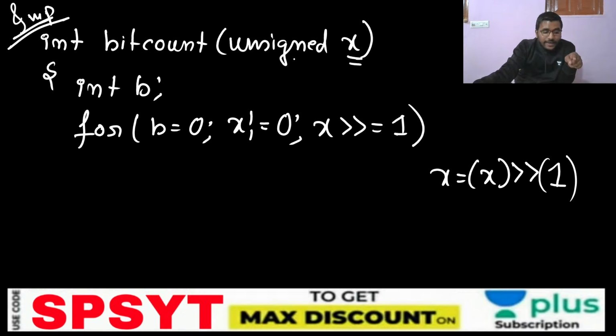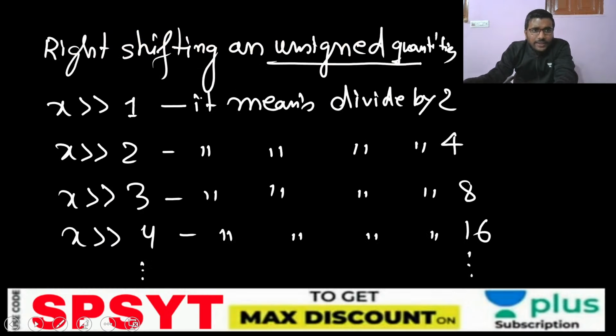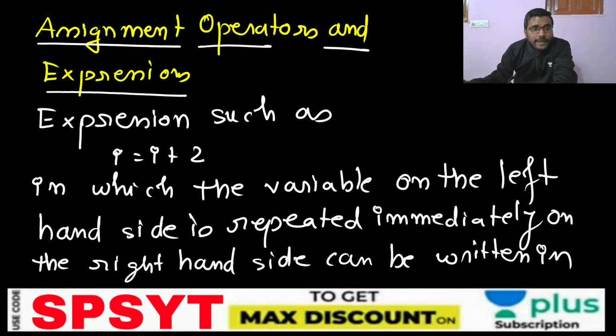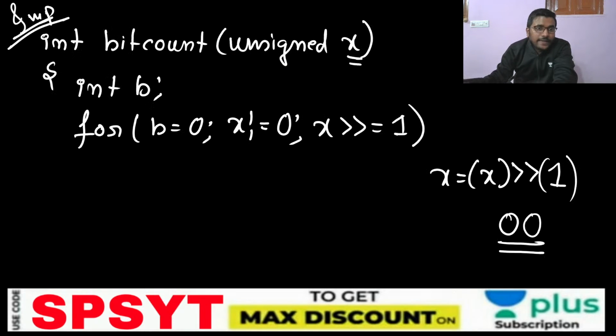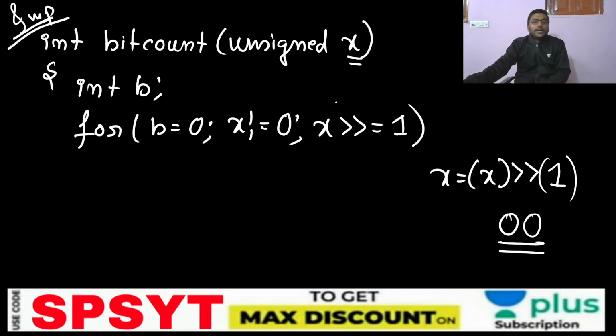Since x is unsigned, you are doing bitwise right shift, because in unsigned, if you do right shift, the leftmost bit, the vacated bit, is going to be filled with 0. That's why you are using unsigned. Right shifting an unsigned quantity always fills the vacated bits with 0. That's why we are using unsigned. So this is a GATE previous year question.